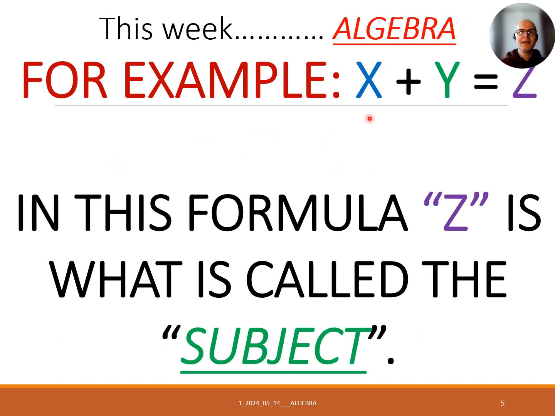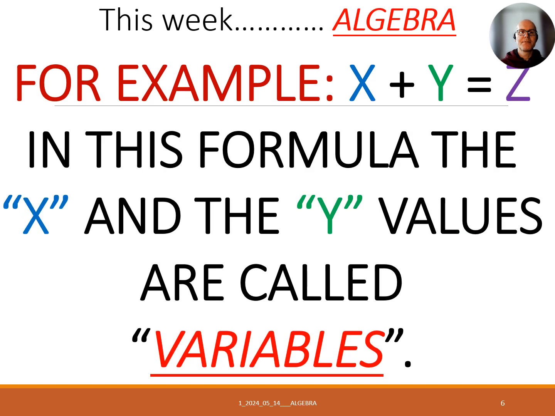For example, x plus y equals z. In this formula, z is what is called the subject. X plus y equals z. In this formula, the x and the y values are called variables.